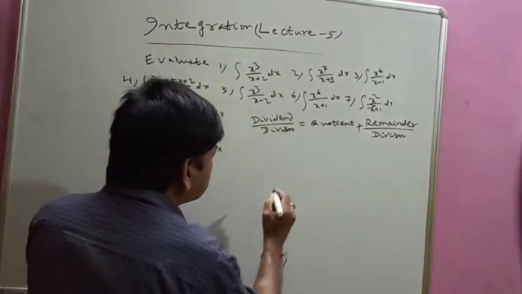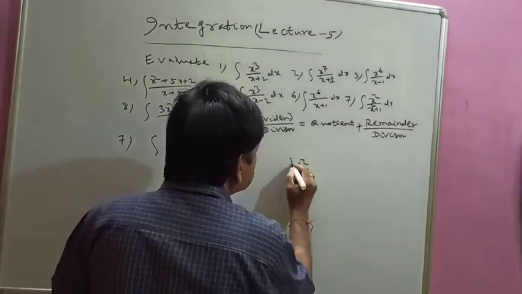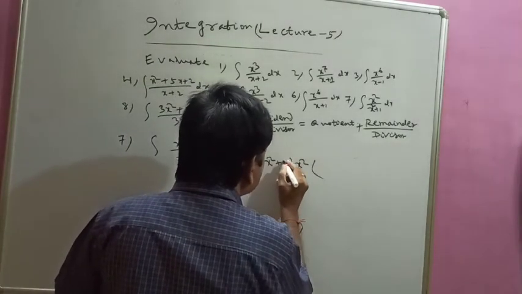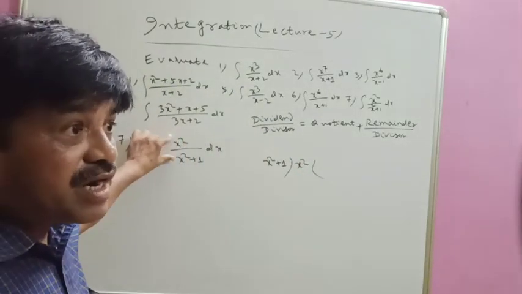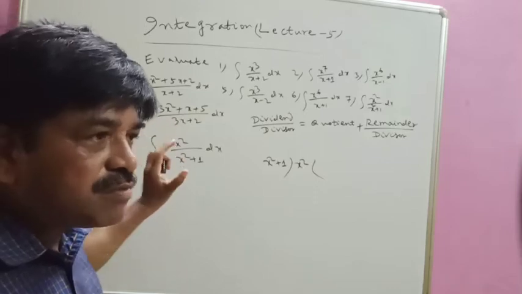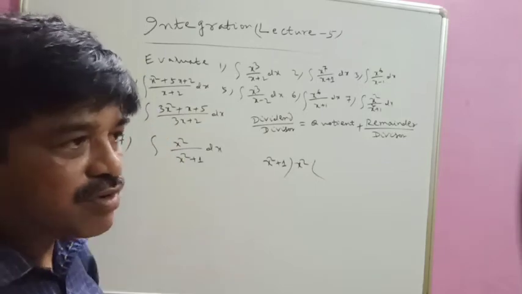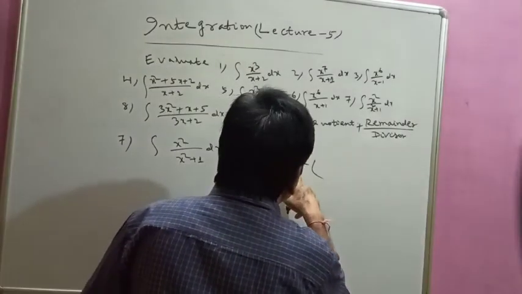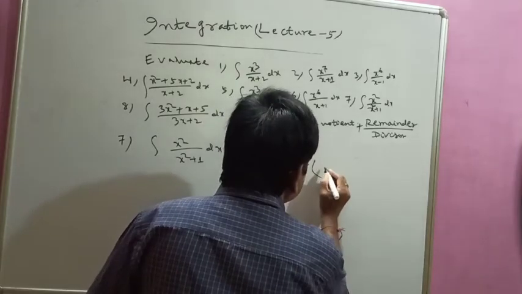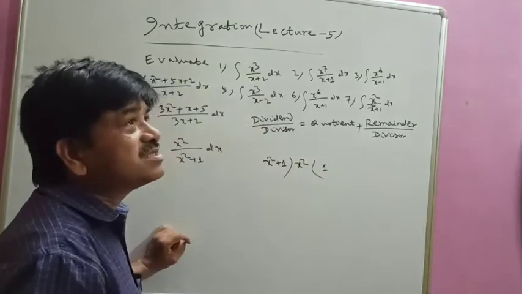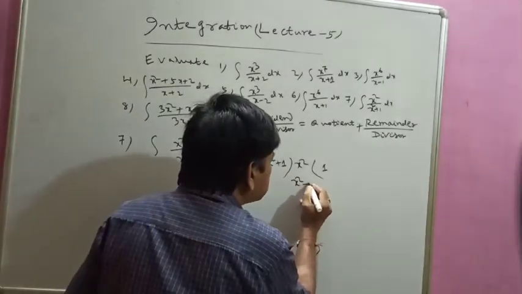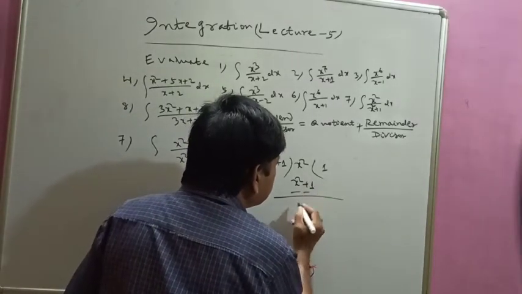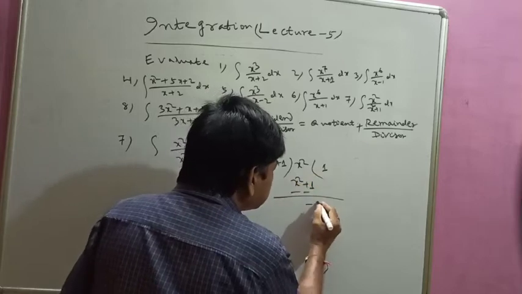So let us divide. Here the numerator is x square and the denominator is x square plus 1. Here both degrees are equal. So remember, the degree of the numerator may be greater than the degree of the denominator or it may be equal. In both cases, the same concept you have to divide. So here I get x square over x square, which gives 1. Now 1 into this becomes x square plus 1. Now you subtract: x square gets cancelled, so this is minus 1.